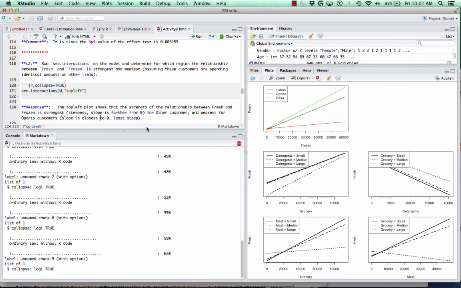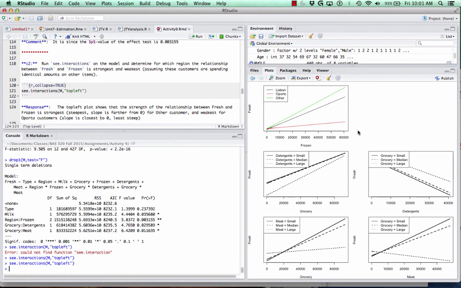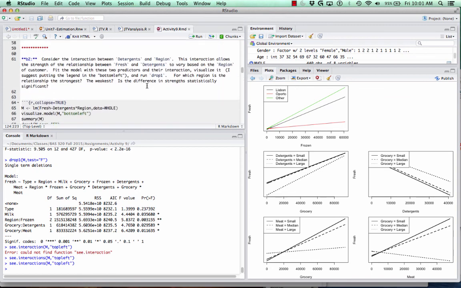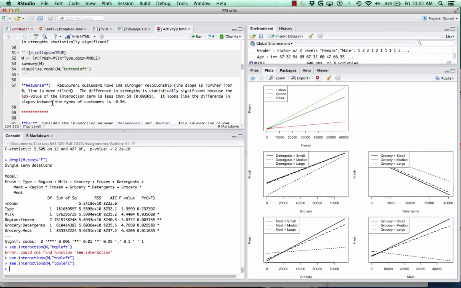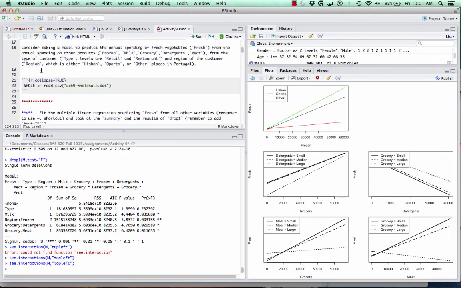Let's compile this, make sure it compiles. It does, and the key thing is that since you're reading in a data file, you need to make sure that your RMD file that you're editing is in the same directory as the data file that you're reading in here.